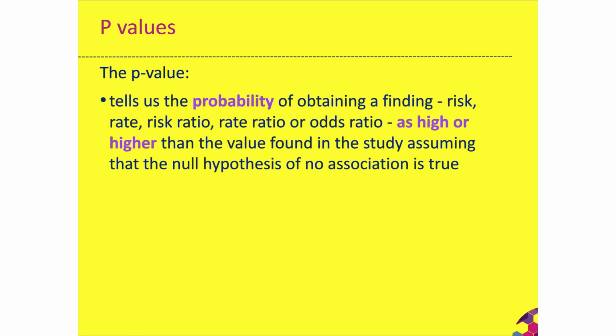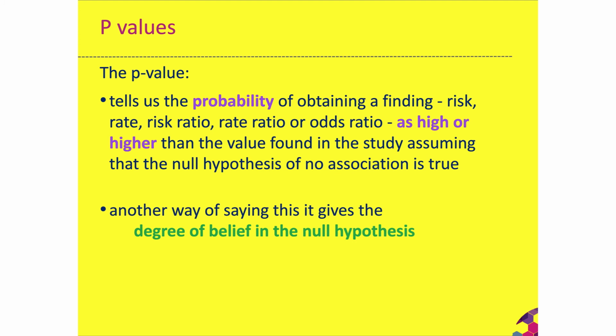So the p-value tells us the probability of obtaining a finding, a risk, a rate, a risk ratio, a rate ratio, or an odds ratio as high or higher than the value found in the study, assuming that the null hypothesis of no association is true. So when the probability is low, 0.05 or less, then it's likely that the null hypothesis is false, i.e. there is a true relationship between the exposure and the outcome. Another way of saying this is that it gives a degree of belief in the null hypothesis. Is the null hypothesis true, or is the null hypothesis false?